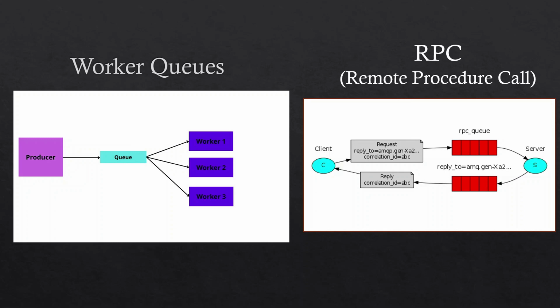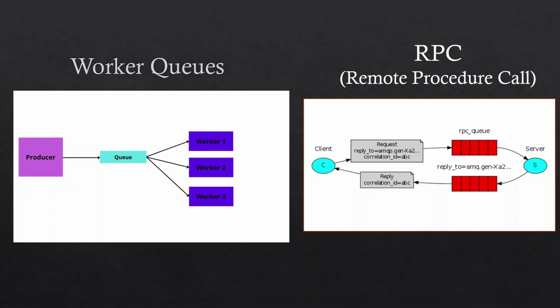Just quickly, there's worker queues in which we have different workers listening to the same queue. It is used to distribute time-consuming tasks among multiple workers. And we also have RPC, which is remote procedure call. So in every example before, we used to produce a message and then not wait for a response or a reply. Here in RPC, we produce a message and then we wait for a reply.